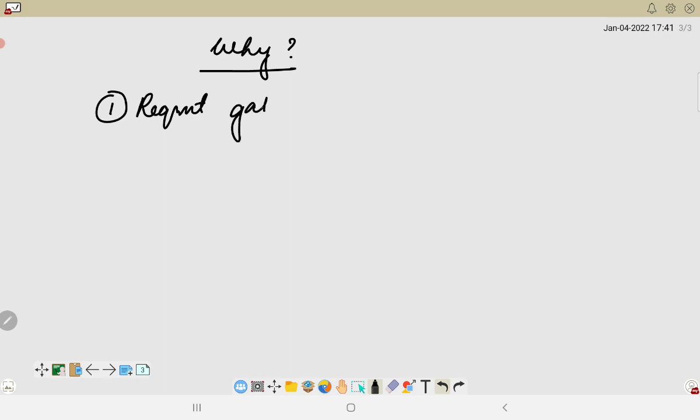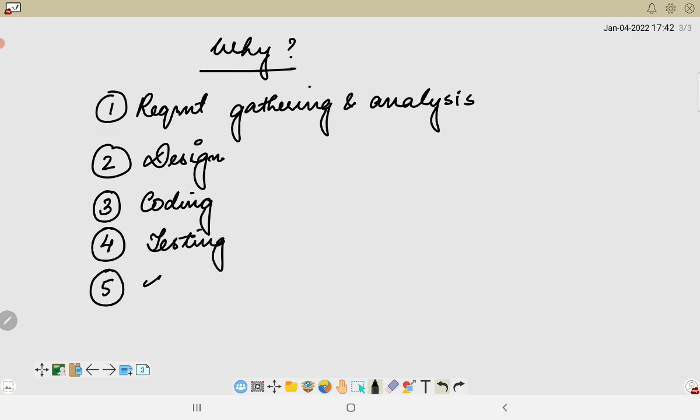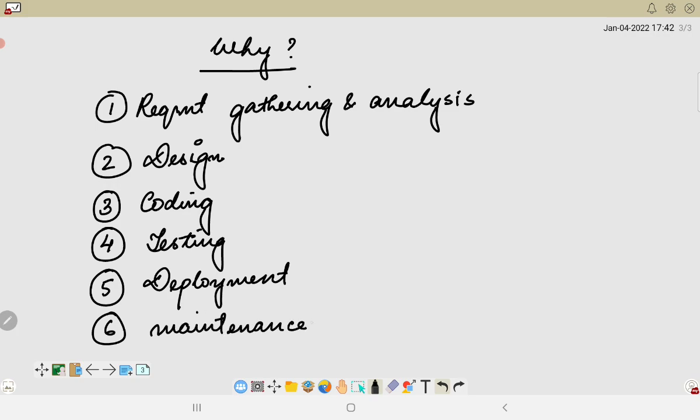Requirement gathering and analysis will give rise to the SRS. Then in the second step we have the design phase, in which we have a DDS, and from the DDS we will be taking the best possible design. The third one is the coding. The fourth step is testing as well as system integration, and the fifth one is deployment. And finally, the entire life cycle model ends with maintenance. So these are the steps which are involved in our conventional SDLC.